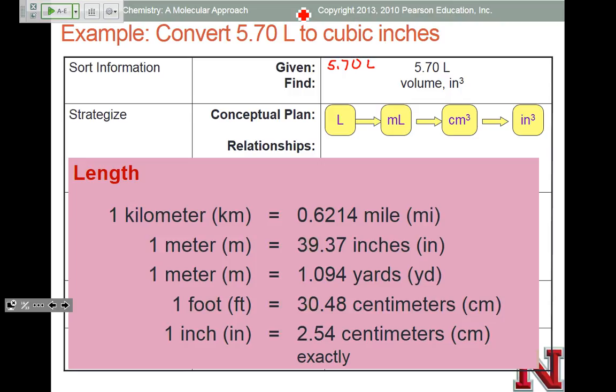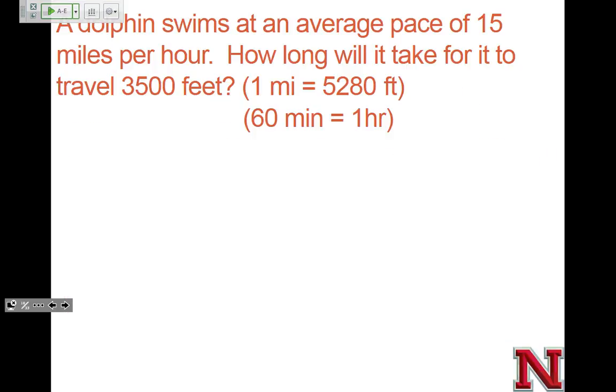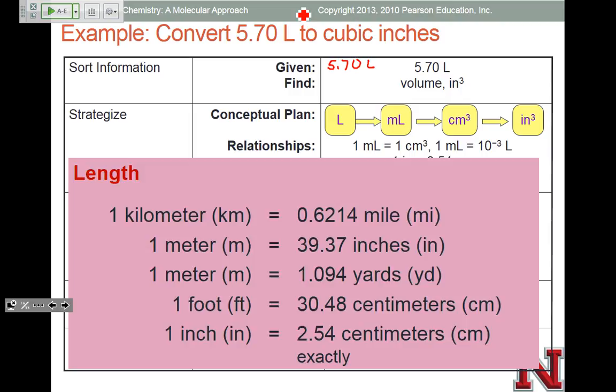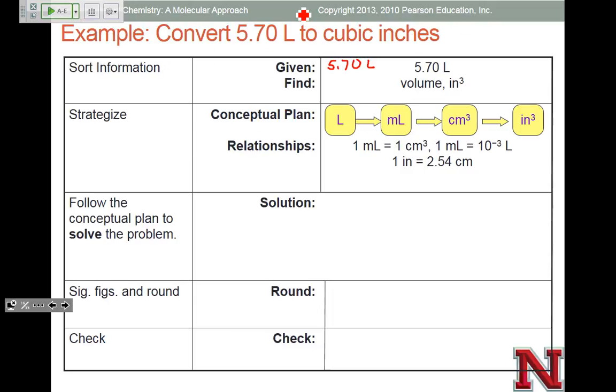And of course, our relationships for what we're looking at, our 1 milliliter equals 1 centimeter cubed. Again, that's one you should know because you see it so often. You know that they're interchangeable. And how milliliters is related to liters, and we know how inches and centimeters cubed are related. In centimeters. And again, you don't have to memorize how your inches and centimeters are related, because that's something you can look up.